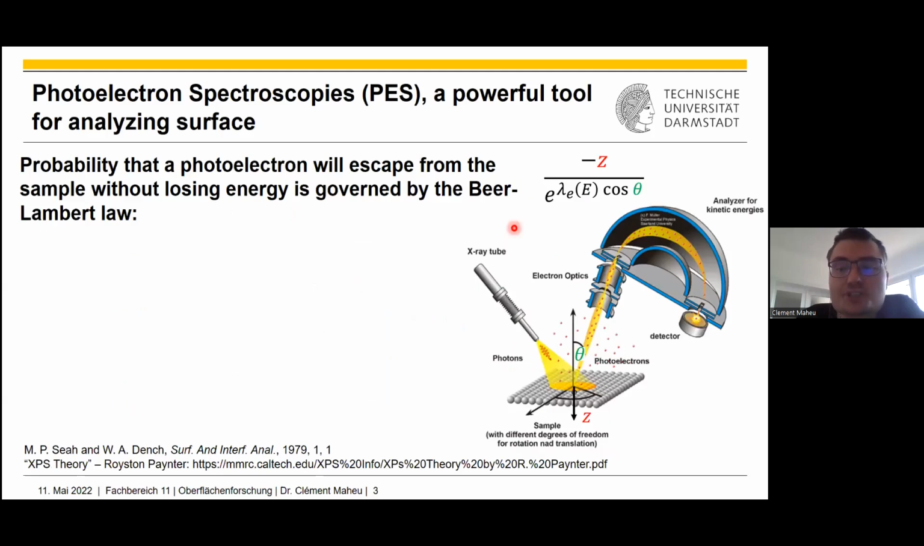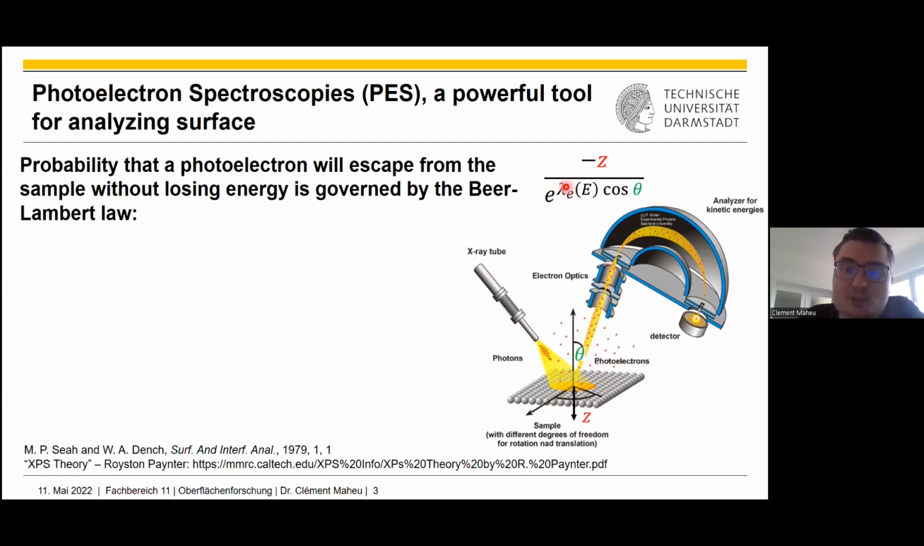There are two things I would like to stress. Photoelectron spectroscopies are surface-sensitive techniques. The main reason is that your X-rays can penetrate quite deep inside your material, but the main limitation is that the photoelectrons you create have trouble escaping from your material. This escape follows the Beer-Lambert law, which depends on the z-axis, where the electron comes from, and the angle between the normal of your sample and the detector.